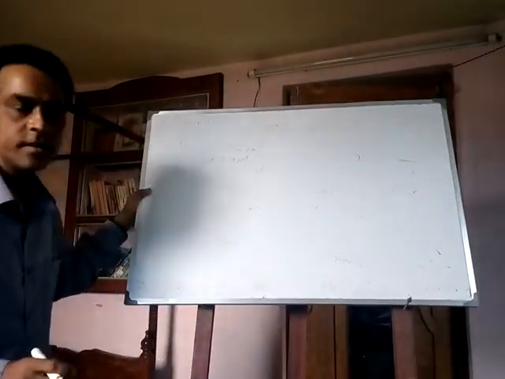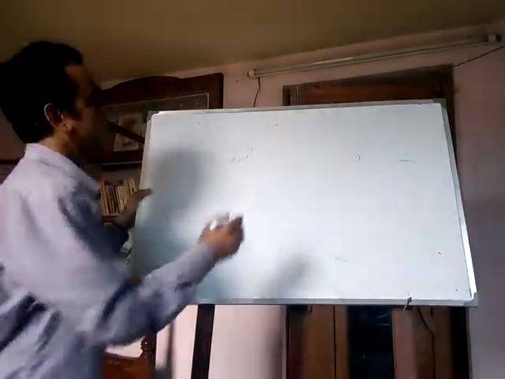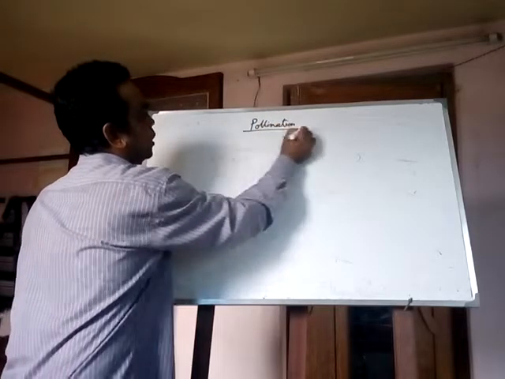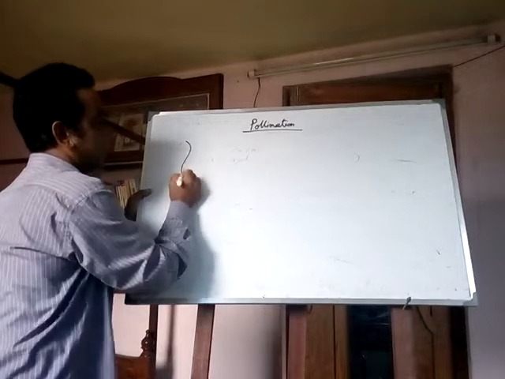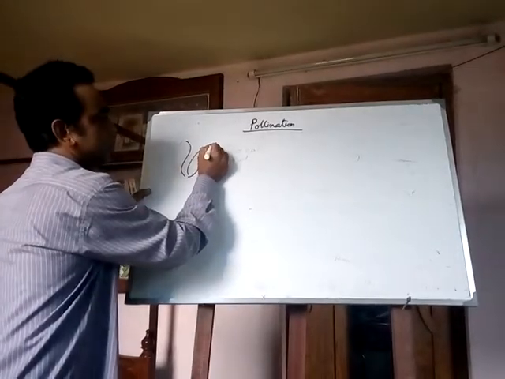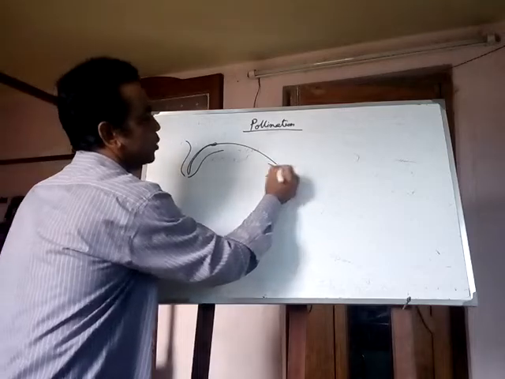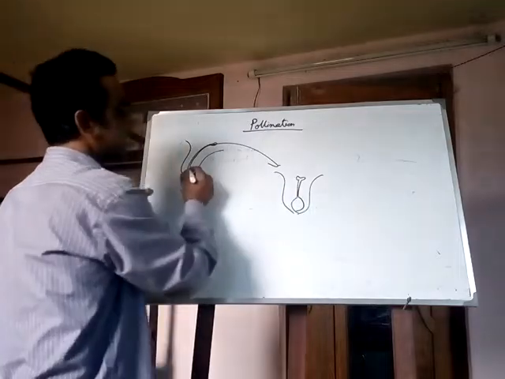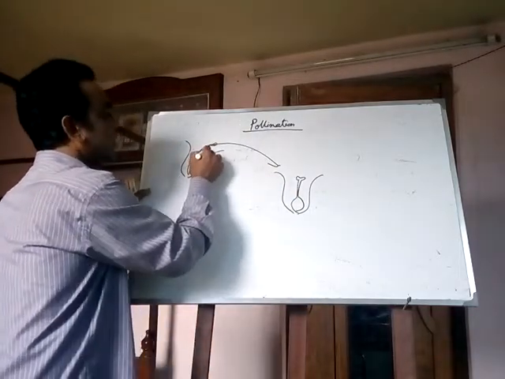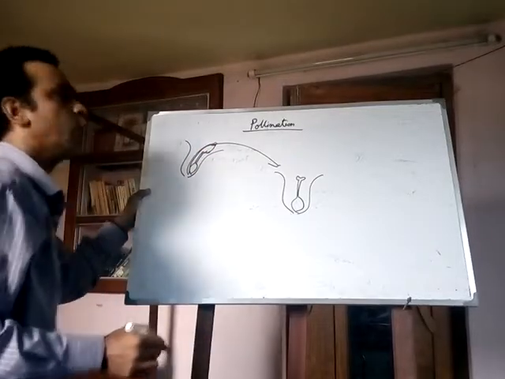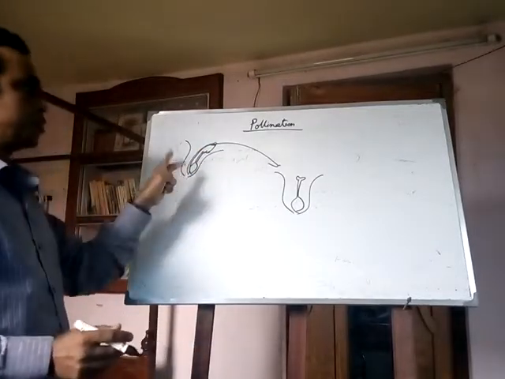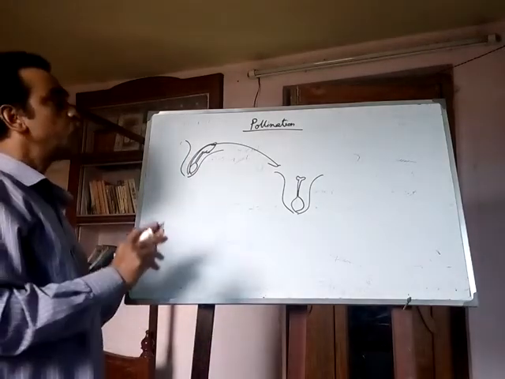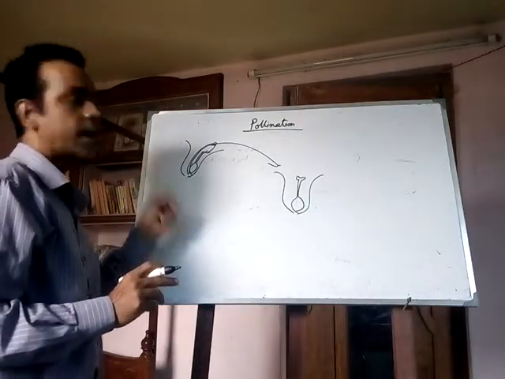I repeat here pollination. Pollination is the process by which the pollen of the androecium is transferred to the stigma of the gynoecium, that is, of another flower or the same flower of the plant. So this mechanism represents two things: the same flower or another flower.